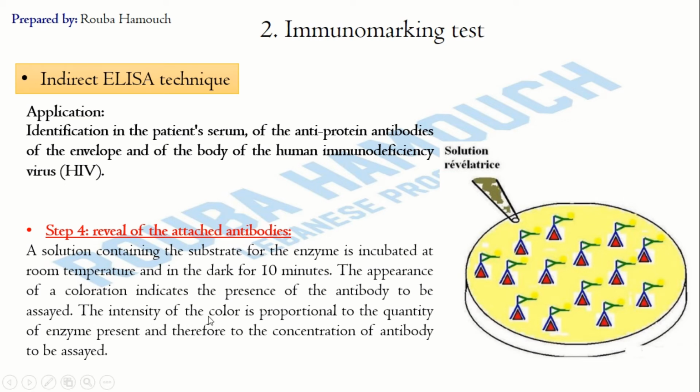The intensity of the color is proportional to the quantity of the enzyme present and therefore to the concentration of antibody to be assayed. So the more intense the color, the higher the quantity of antibody. So the higher the intensity of the color, the higher the amount of antibodies found in the serum. So the ELISA technique is a qualitative and quantitative technique. The yellow color indicates that the patient is seropositive.